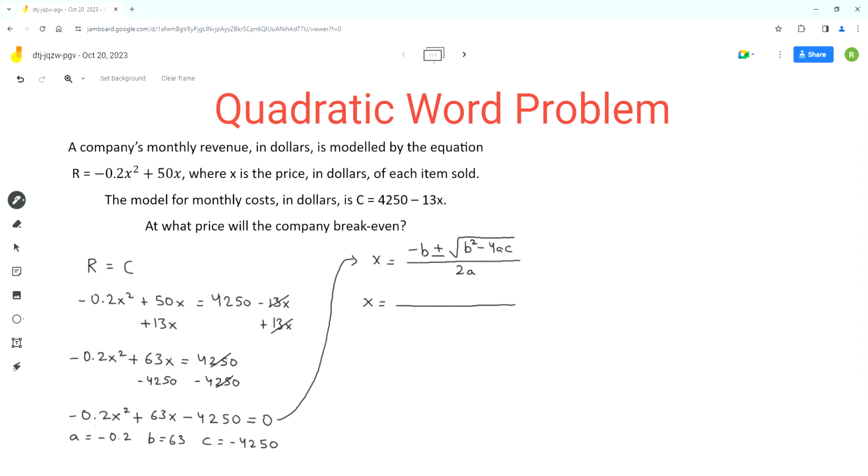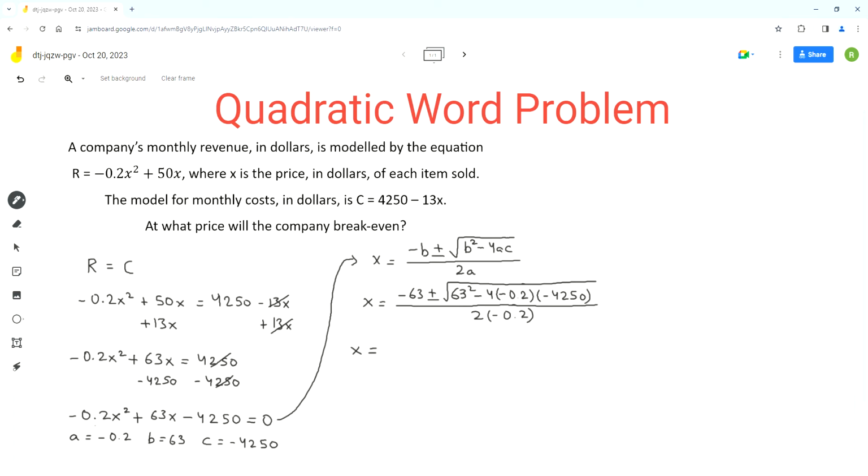We start with the negative b, so it becomes negative 63 plus or minus the square root of 63 squared minus 4 times negative 0.2 times c, which is negative 4250, over 2 times negative 0.2. So this is the expression we get. Now we have to simplify this.